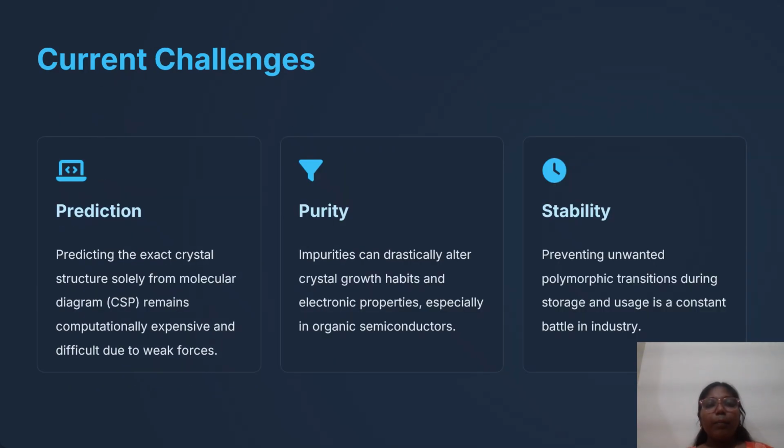Current challenges. Prediction. Predicting the exact crystal structures solely from the molecular diagram, CSP, remains computationally expensive and difficult due to weak forces. Purity. Impurities can drastically alter crystal growth habits and electronic properties, especially in organic semiconductors. Preventing unwanted polymorphic transitions during storage and usage is a constant battle in industry.